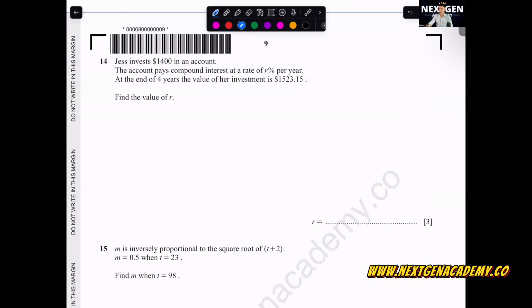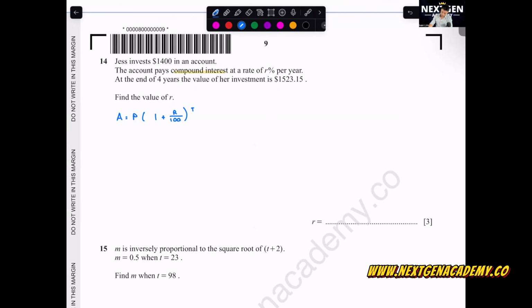Just invest 1,400 in an account. The account pays compound interest at R% per year. At the end of 4 years, the value of the investment is 1523.15. Find the value of R. So, compound interest. Please go and memorize it. What is compound interest? A equals P bracket 1 plus R over 100 to the power of T.